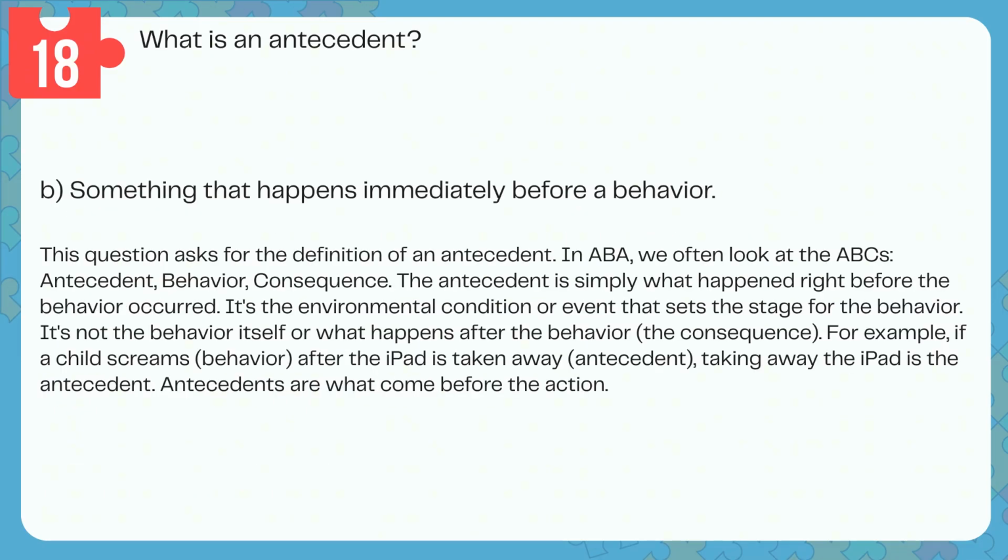Answer: B. Something that happens immediately before a behavior. This question asks for the definition of an antecedent. In ABA, we often look at the ABCs. Antecedent, behavior, consequence. The antecedent is simply what happened right before the behavior occurred. It's the environmental condition or event that sets the stage for the behavior. It's not the behavior itself or what happens after the behavior. The consequence, for example, if a child screams, behavior, after the iPad is taken away. Antecedent. Taking away the iPad is the antecedent. Antecedents are what come before the action.